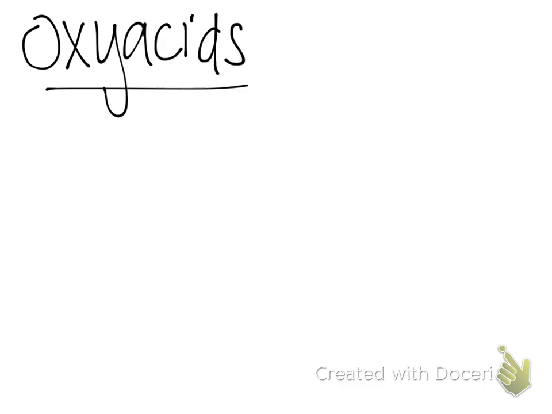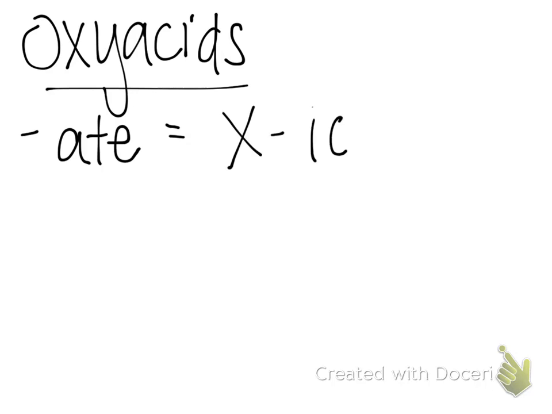Next is oxyacids. What's that mean? It has an oxygen in it. There are 2 different ways that we name oxyacids. The first is if it comes from an ate polyatomic ion: phosphate, nitrate, chlorate, sulfate. Those come from ate polyatomic ions. And what's the ending for the acid if it comes from an ate? Ic. It's ic acid.